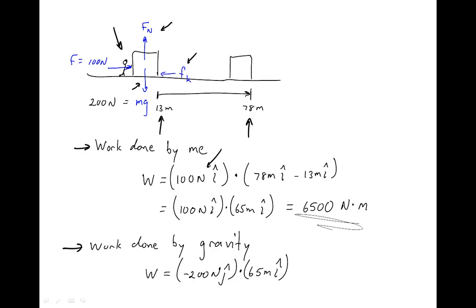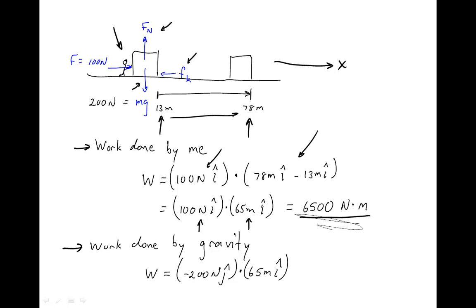So I'm exerting a force of 100 newtons in the i direction, and so the x-axis is clearly in that direction. And the displacement is 78 meters minus 13 meters. In other words, my initial position is 13 meters, my final position is 78 meters, and so dr, let's keep in mind the force is constant, it's going to come out of the integral, dr is 78 minus 13 meters in the i direction. And so I have 100 newtons in the i direction, 65 meters in the i direction, and when I multiply those out I get 6,500 newton meters.